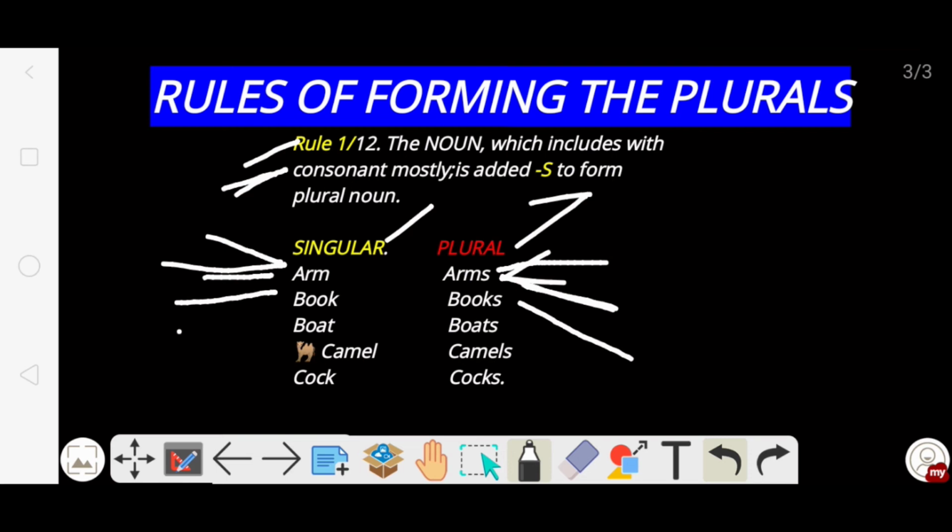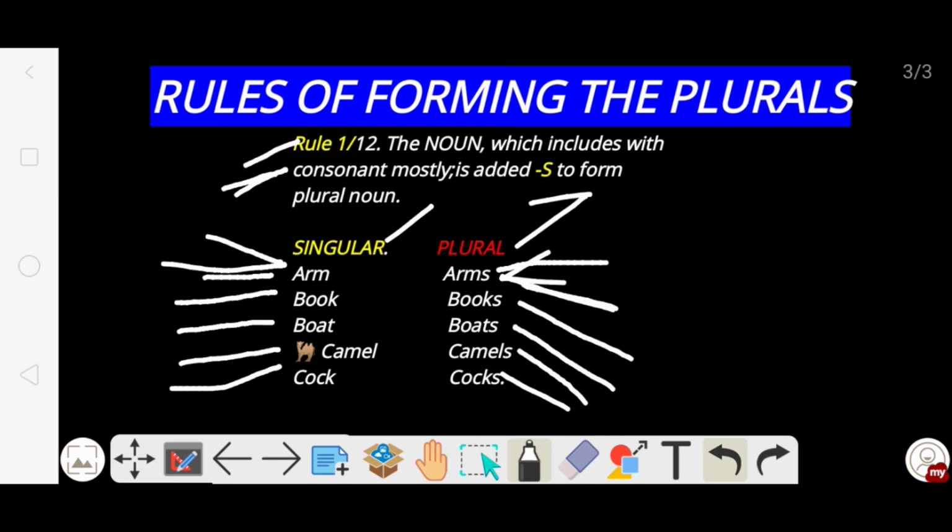Next one, boat. From boat to boats. Again, camel, from camel to camels. Again, cock to cocks. So this was rule number 1, and that is how we form plurals.